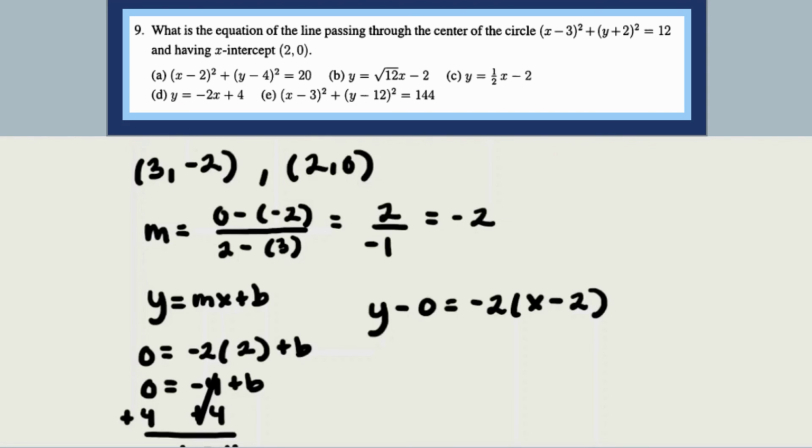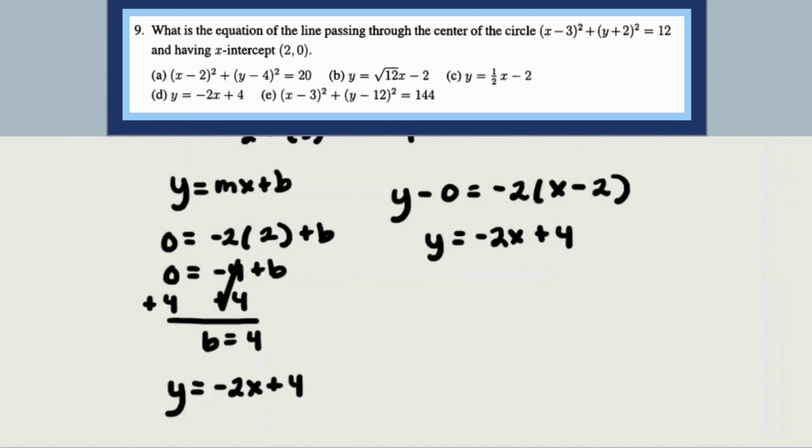And then you just get it to slope-intercept form. So y minus 0 is y, -2 times x is -2x, and -2 times -2 is going to be +4. So as you see, both ways work to get it into slope-intercept form. It's just basically your preference, and the answer is y equals -2x plus 4. The answer choice that corresponds to that is answer choice D. Answer choice D is the one that lines up with what we got.